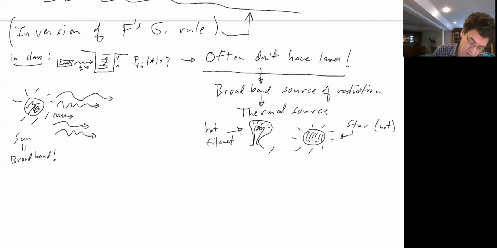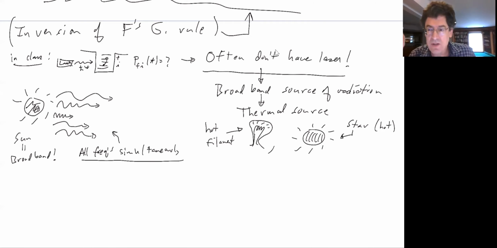And so we have all frequencies simultaneously. That's broadband. And that's a little bit more complicated to describe mathematically. That's why in class we always like to use a laser, because it's mathematically more simple just to talk about one frequency.